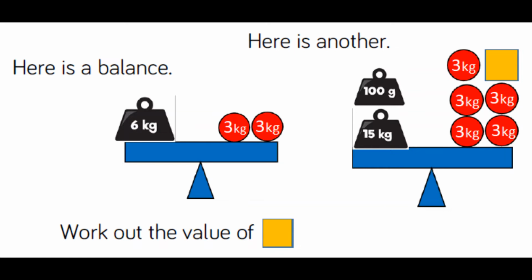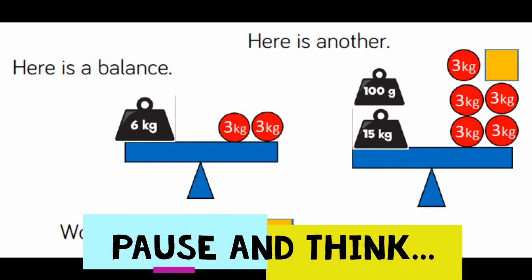But we need to work out the value of the yellow square. So what we need to do is work out the total of all of the red circles, and then see if we can use that to help us work out the value of the yellow square. So what I'd like you to do is add up all of those red circles on the right-hand scale. There are 5 red circles, 3 kilograms each. How many kilograms does that make in total?